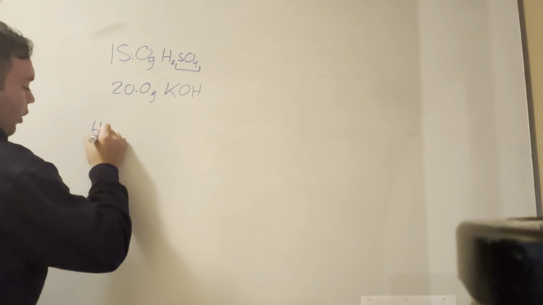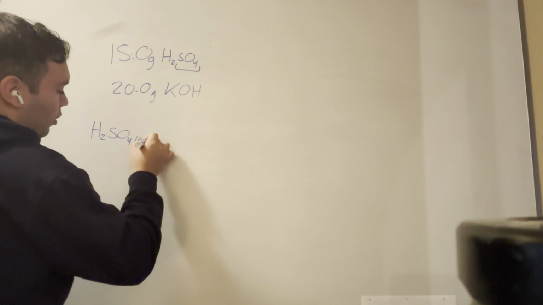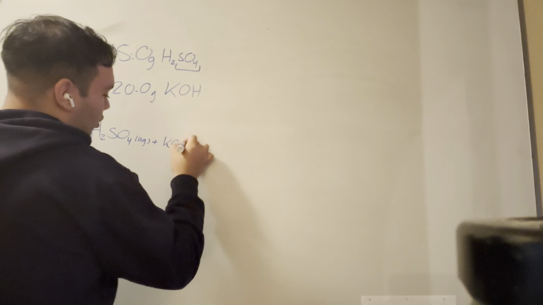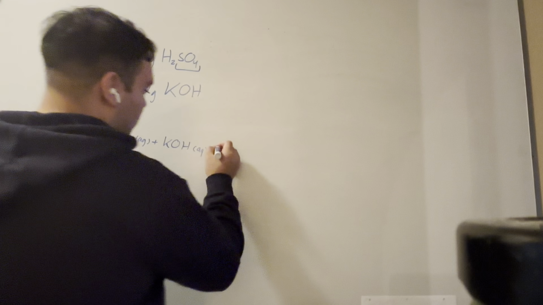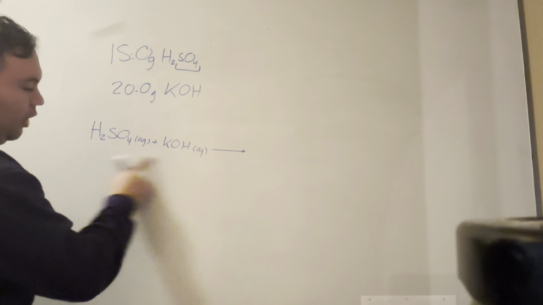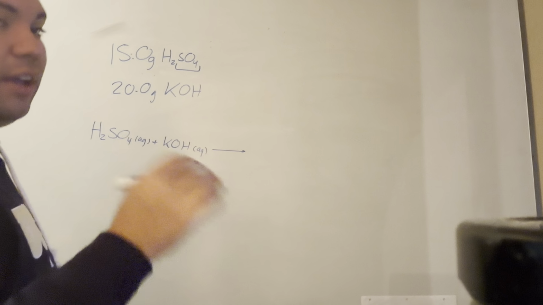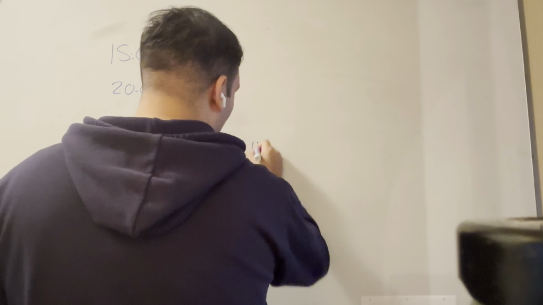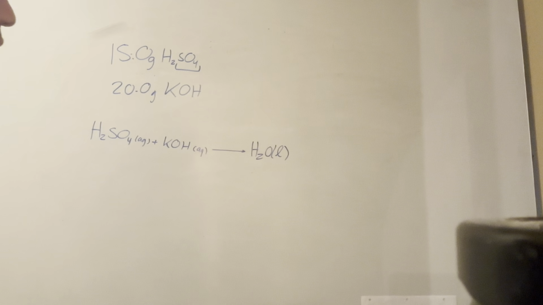So it says what happens when you react sulfuric acid, aqueous, plus KOH, aqueous. Okay, fair enough. This is an acid, that's a base. I hope you guys know the acid-base. Whenever you have an acid-base reaction, one of the products will always be water. No matter what, always water.